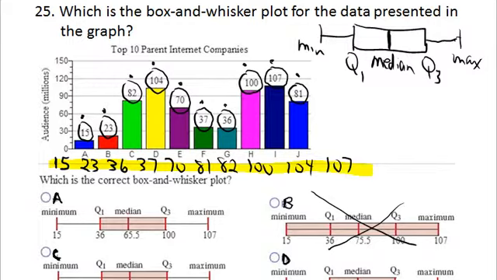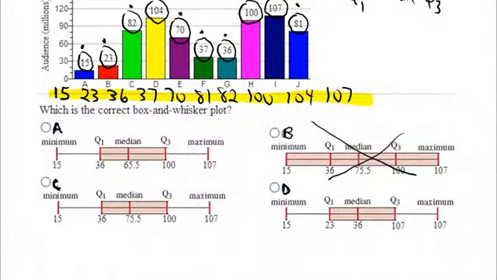Now let's move this up where you can actually see all the choices. I realize that the last two choices are partially cut off. So let's look at this where we can see the actual choices better. Okay. So we're looking between A, C, and D. We've already knocked out B because it doesn't have any whiskers. It can't be a box and whisker plot.